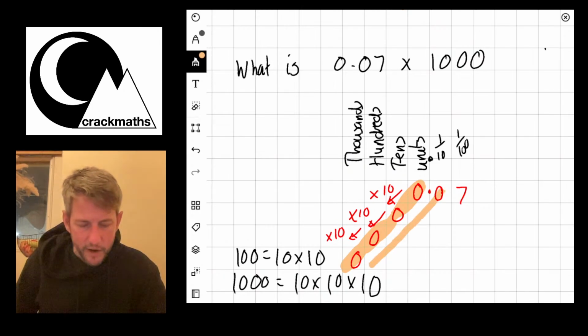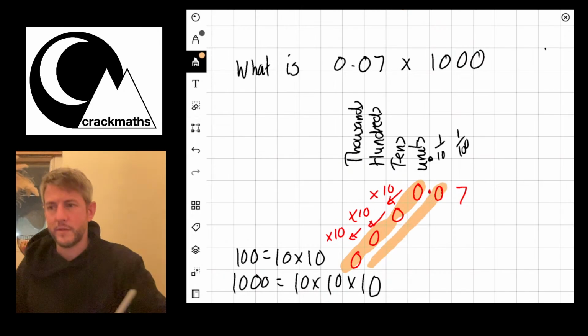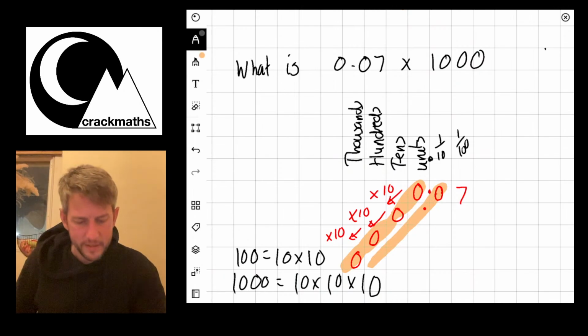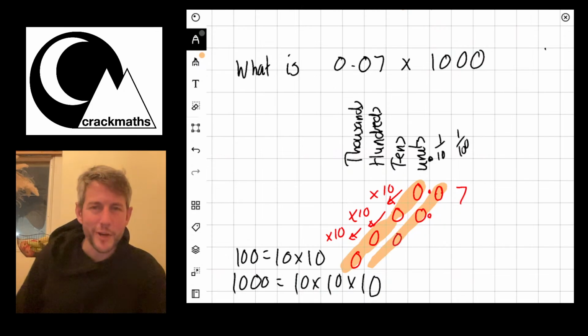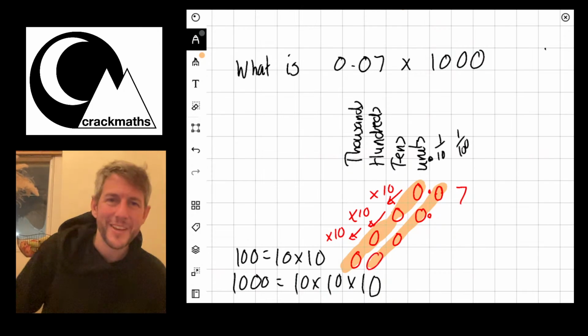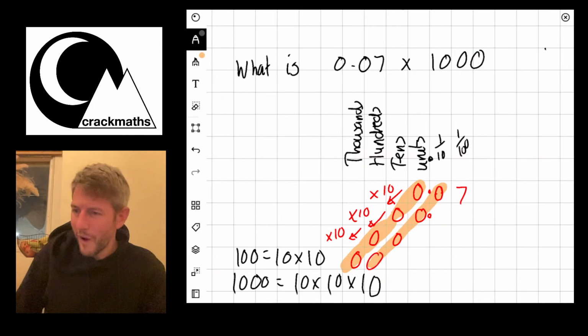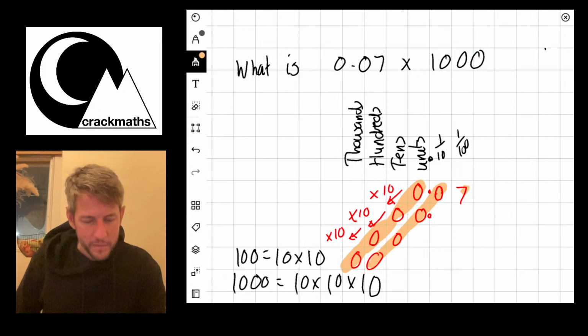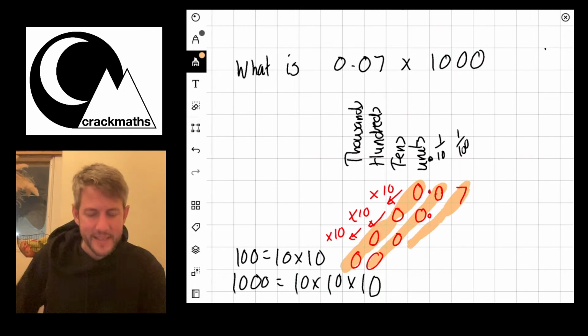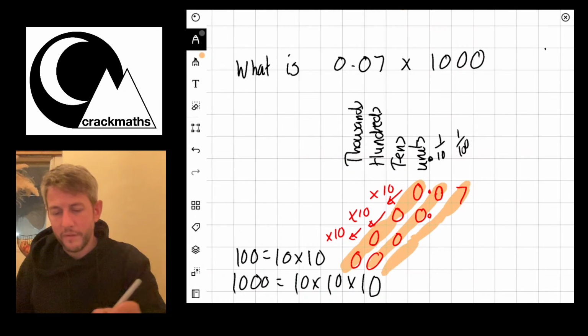So this 0 is going to do the same moves. So it's going to go from here to here for times 10 once. It's going to go from here to here for times 10 twice. And it's going to go from here to here for times 10 for a third time. And then this one is going to go from here to here for times 10 once, here to here for times 10 twice, and here to here for times 10 for the third time.